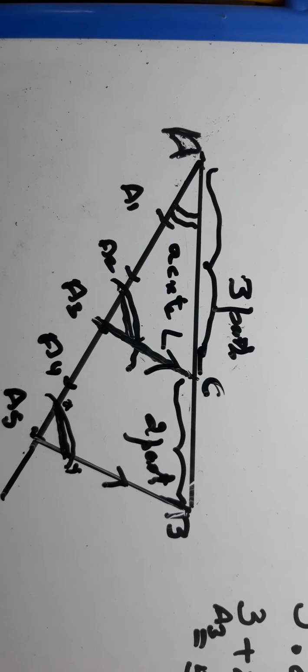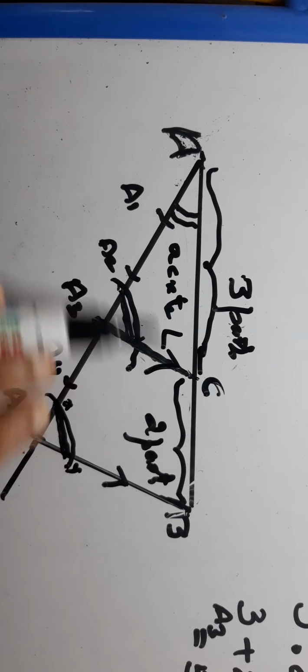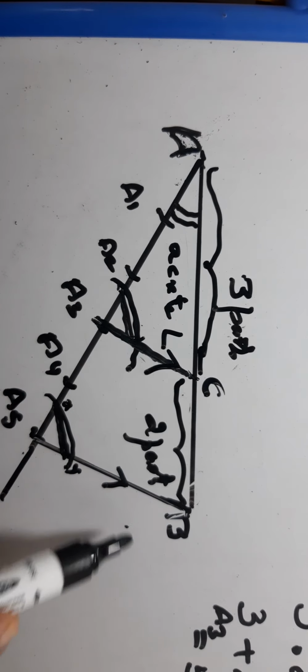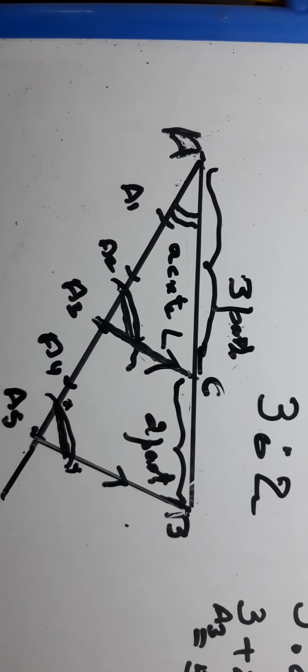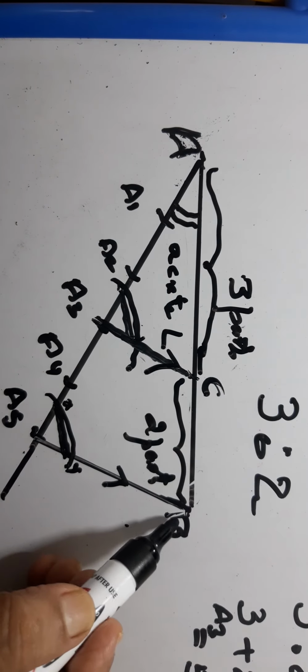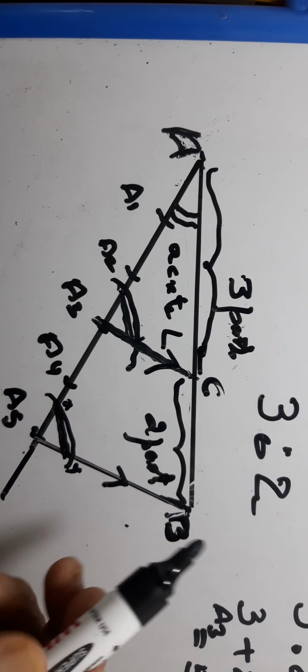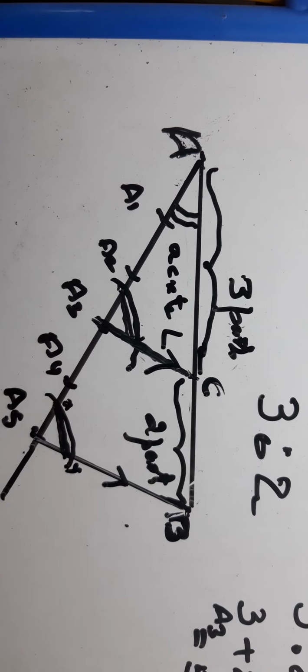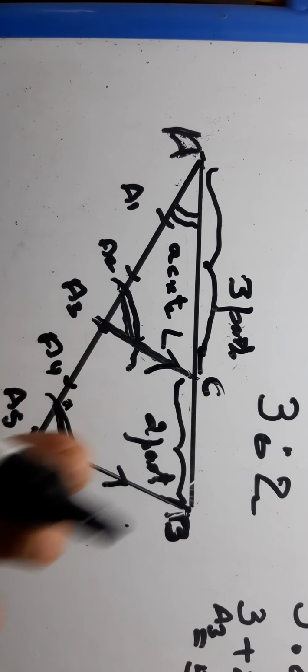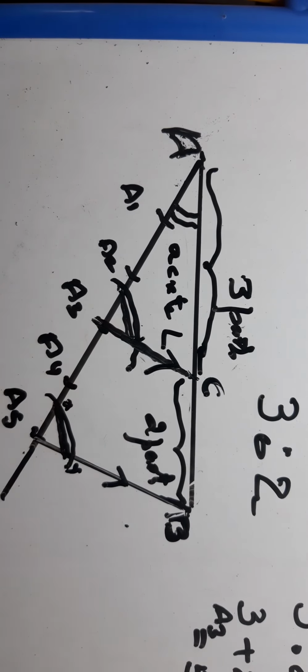So finally what you have done, you have divided AB in the ratio 3:2. Altogether 5 parts. So AB is equal to 5 parts. In that AC is 3 parts, BC is 2 parts. So this is the construction. This is one way of doing.